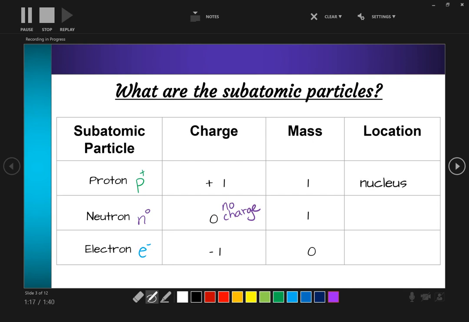Protons are located in the nucleus. Neutrons are also located in the nucleus, and electrons are located in the electron cloud, which is outside the nucleus.